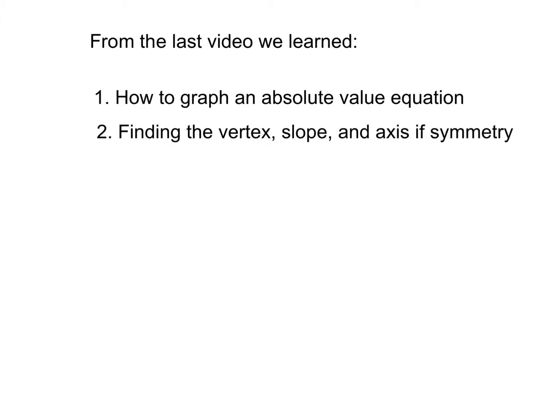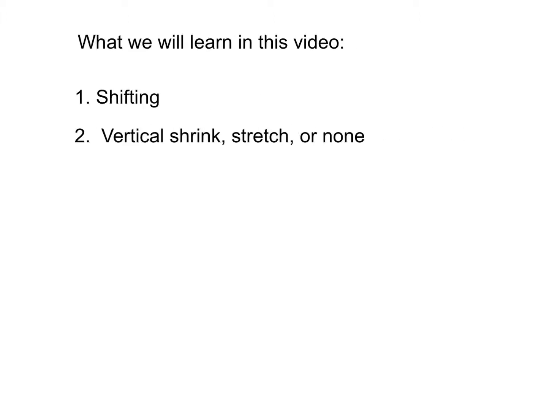Now, if you remember from the last video, we learned how to graph an absolute value equation by graphing the vertex, using the slope, axis of symmetry, which is the mirror, and we do all the reflecting, and then you make a V-shaped graph. But what we're going to add to that now is shifting, vertical stretch, or nothing at all. So we've got to first define what all these things are.